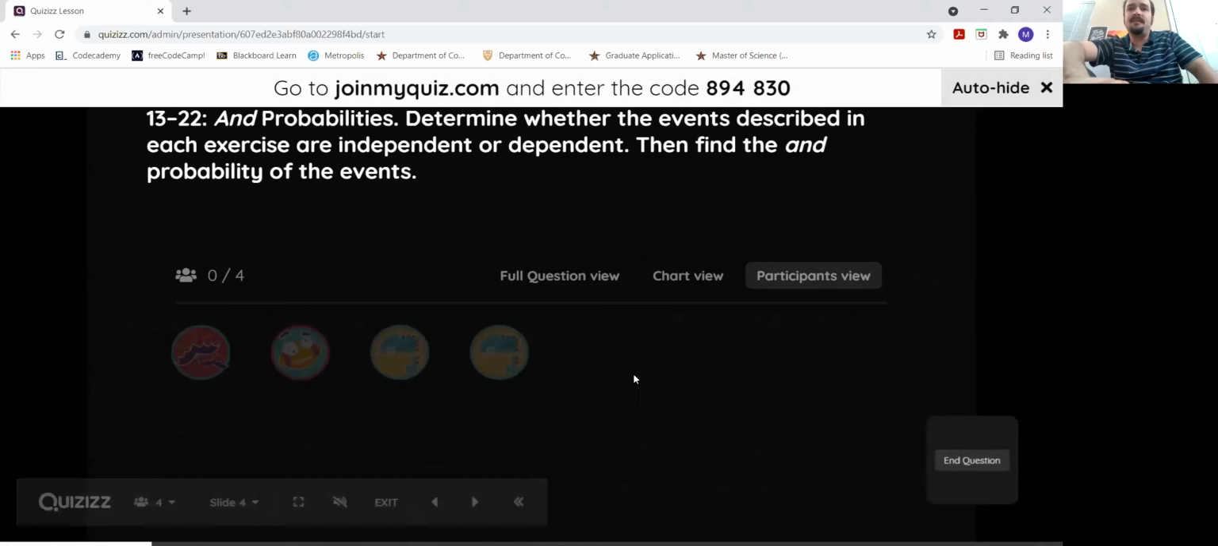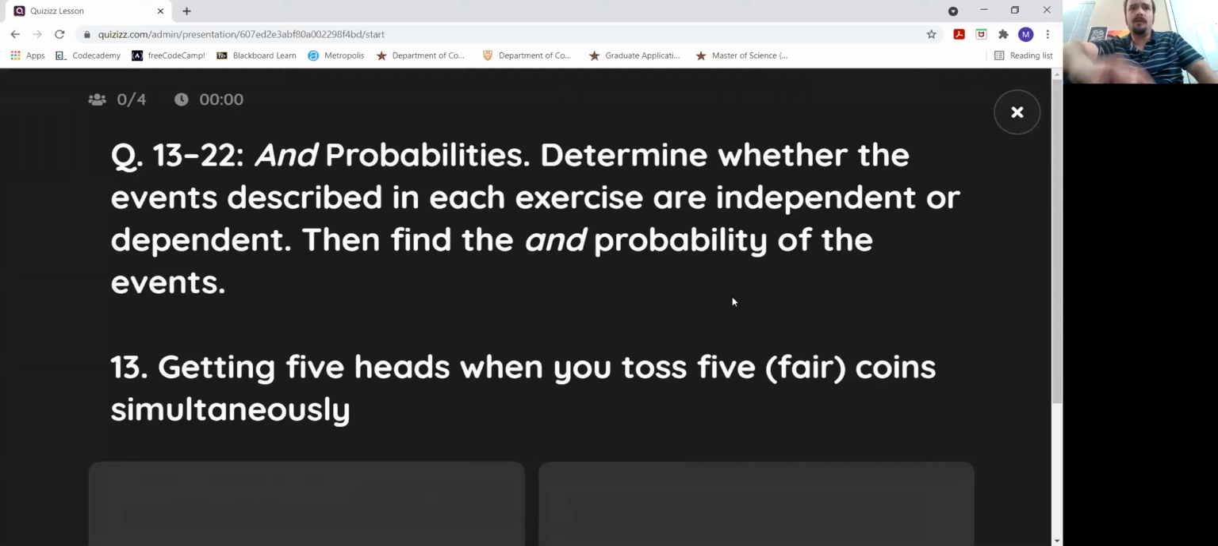Okay, so now we're getting into and probabilities, and then I think we do or probabilities, and then we do some mixed practice. So they set you up to hopefully get you to understand the concept, and then they're going to turn you wild, and you're going to have to try to figure it out on your own. So getting 5 heads when you toss 5 fair coins simultaneously.